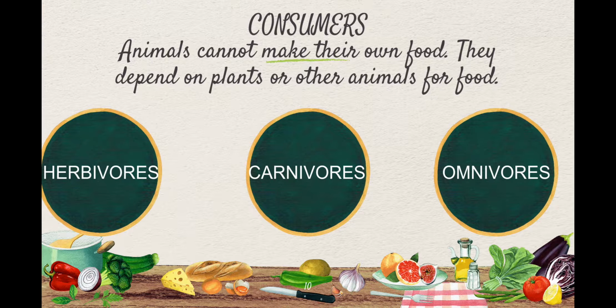Now, let's talk about consumers. What do you mean by consumers? And that is, animals cannot make their own food. They depend on plants or other animals for food. They are known as consumers. So here we have three types of consumers, and they are herbivores, carnivores and omnivores.